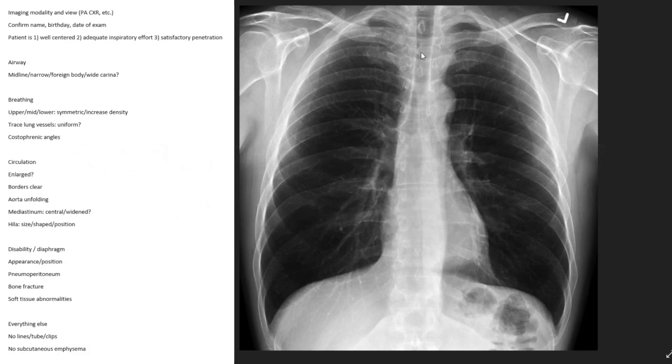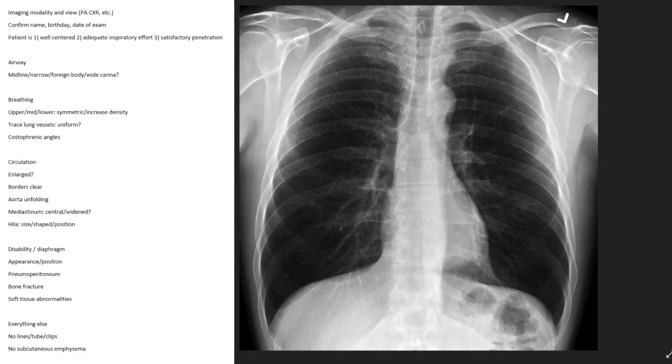So rotation you can look at by looking at the clavicular heads, right here and here, and you want to look that they are equidistant from the spinous process. If the spinous process is deviated to the left or the right, you know the patient is rotated. If it's deviated to the right, the patient is rotated on their left, and if it's closer to the left clavicular head, then the patient is rotated to their right. That gives you a different view, more of an oblique view if it is rotated.